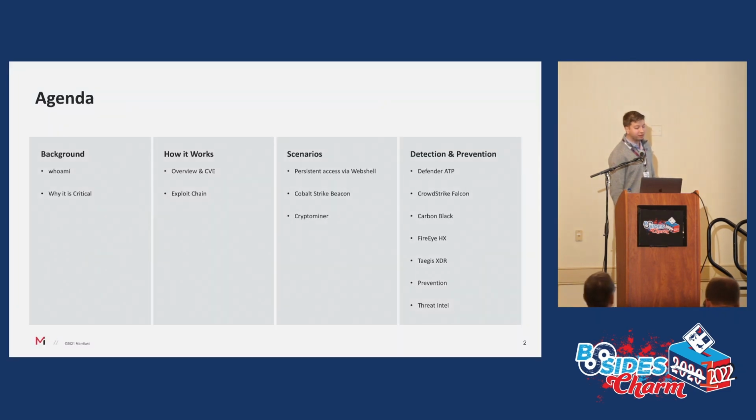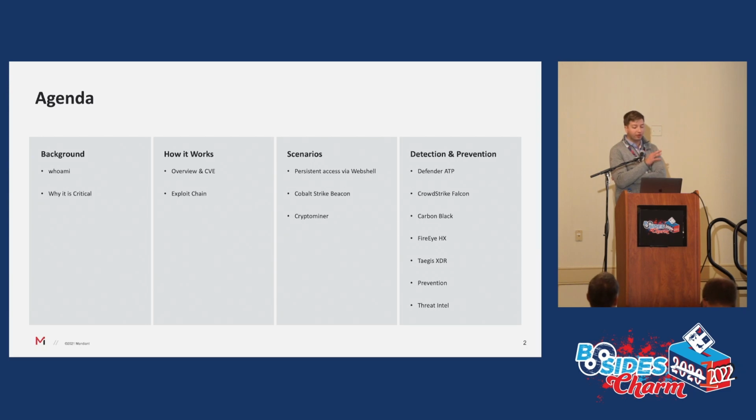So our agenda for today: I'll give you the obligatory spiel of who I am and why we're here. We'll talk a little bit about how it works, specifically an overview of the exploit chain and the CVE. Then we'll dive into three different scenarios. Number one, looking at persistent access via a web shell. Number two, looking at a Cobalt Strike beacon. And number three, looking at a crypto miner.